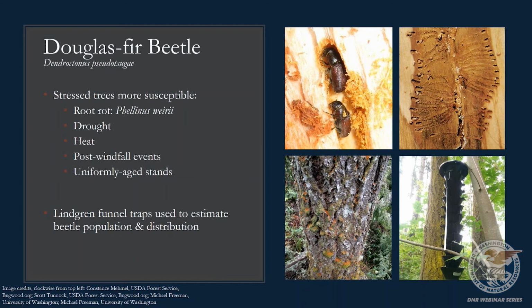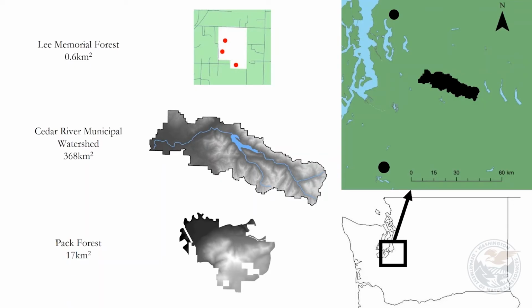So my study for this part takes place in 3 different areas in the region. Furthest to the north is Lee Memorial Forest. This is a public access forest owned by the University of Washington. It's about half a square kilometer, a little bit more, outside Bothell. And as I said, it's public access, and it's actually surrounded by kind of suburban exurb areas. So this is kind of my most urban area. And I have 3 pairs of traps there.